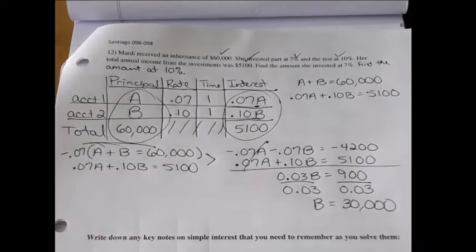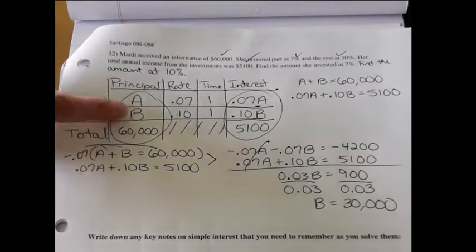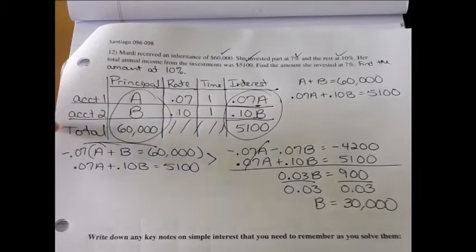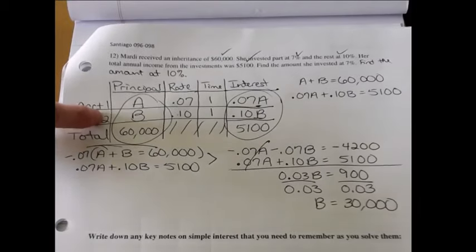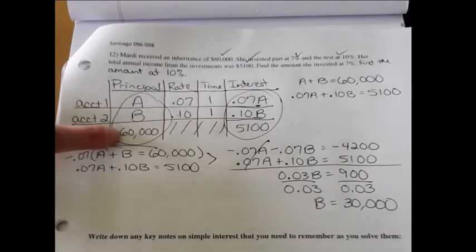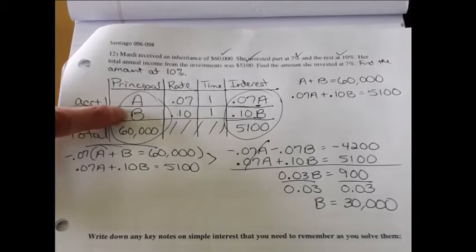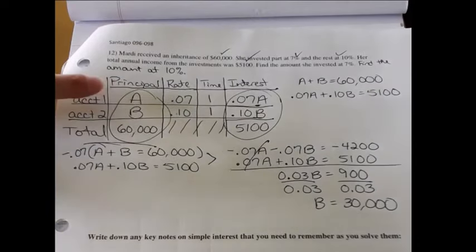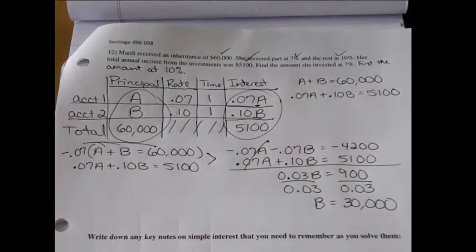With b being 30,000, that refers to the second account. The second account grows at a rate of 10%. So we know that in account 2, we have $30,000. Now think of this logically. If I started with 60 grand and 30 grand went into the second account, then it must be that 60 minus 30 is 30, so we have 30,000 in the first account as well.